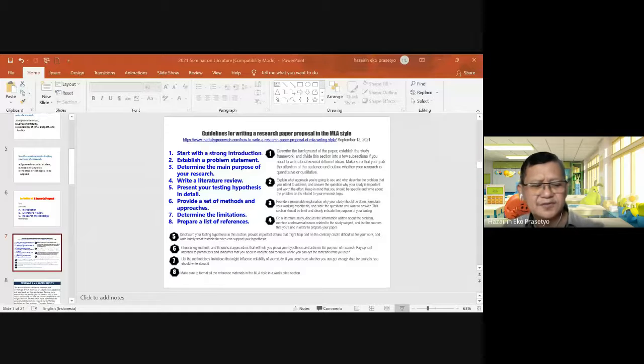So your introduction should be strong. That's why you must develop arguments telling the readers that this topic is very important, it's very useful, it's very necessary. How would you say that? In your background of the paper, then try to write your study framework, the general outlines of your research.